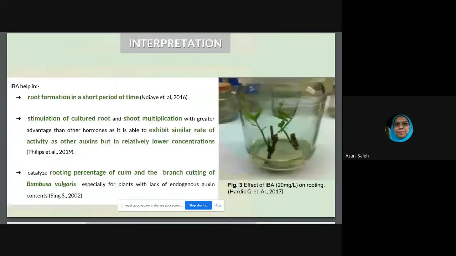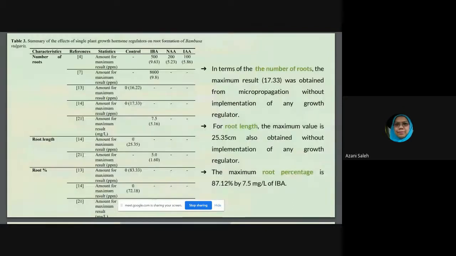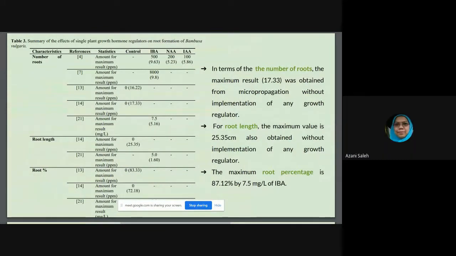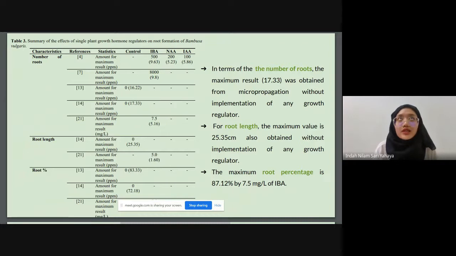What is the most commonly used explant for bamboo? Nodal segments. The age of the nodal segment? Young age. Okay, what are the difficulties for in vitro regeneration of Bambusa? The difficulties are in terms of sterilization, and there are also many problems during acclimatization because the plant cannot adapt to the new ex vitro condition.